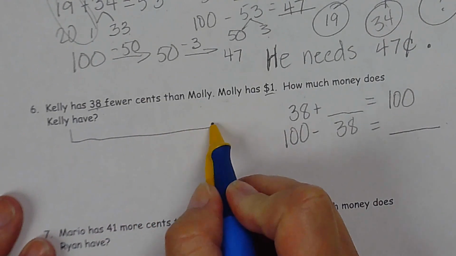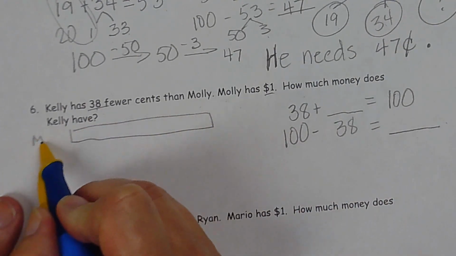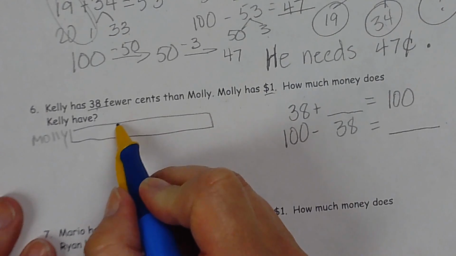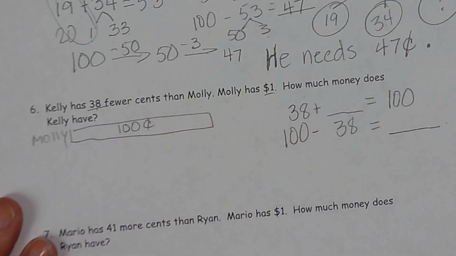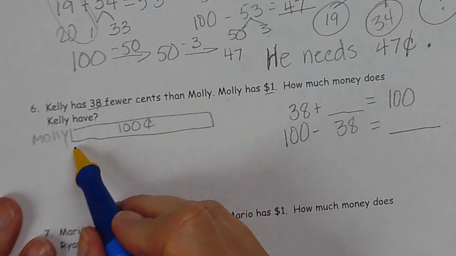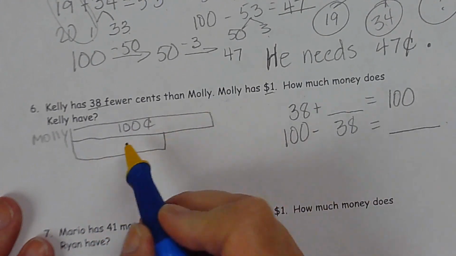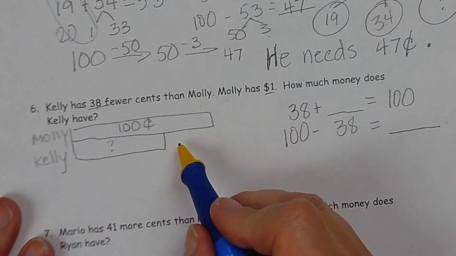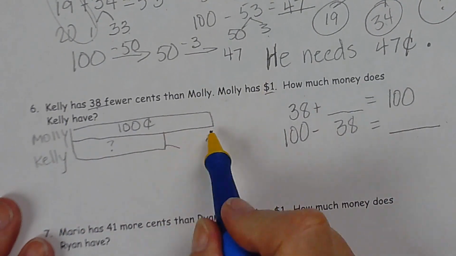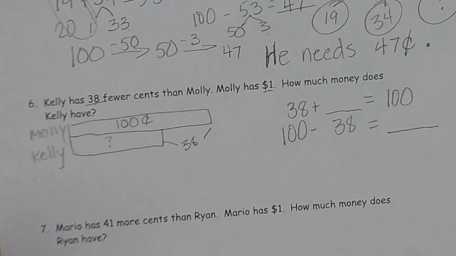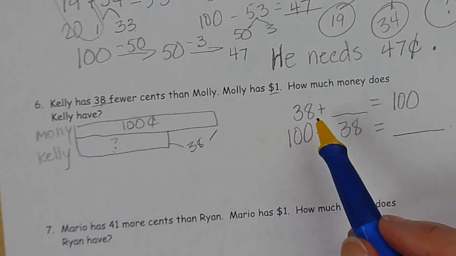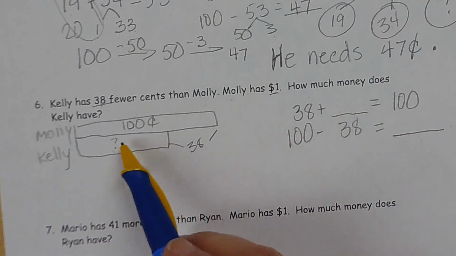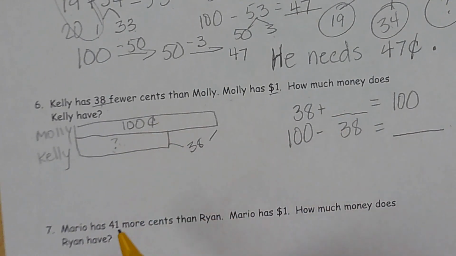If we did this as a tape diagram, this would be Molly. Molly has 100 cents, or $1. Kelly has some amount that we don't know. What we do know is that the difference here is 38. This is still a part. So it is this part plus this part equals this, the whole. Same thing.